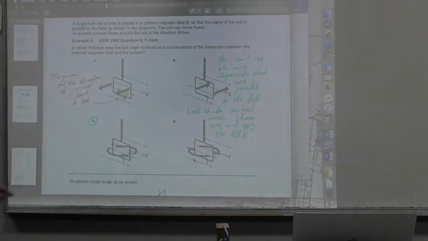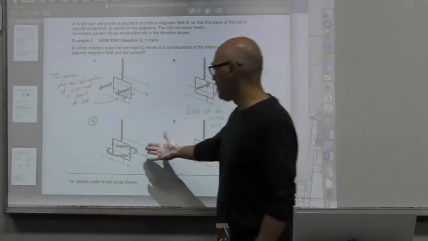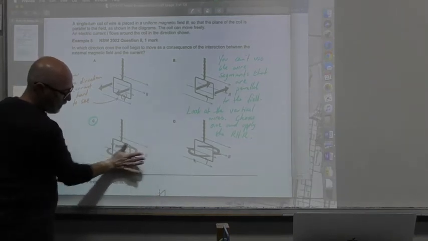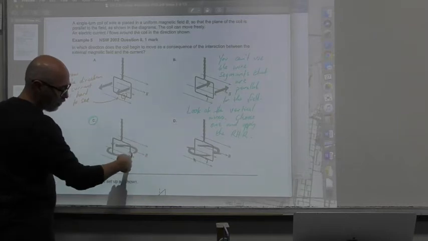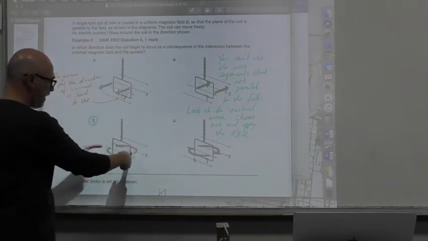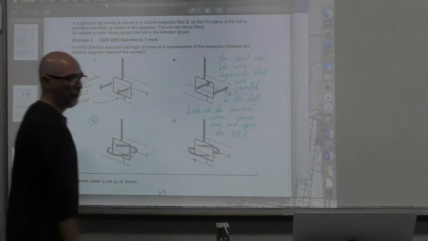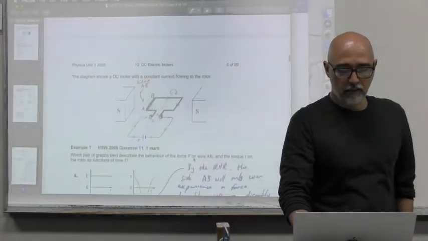If you use your right-hand rule appropriately, you get that spin, okay? And that's just you lining up the direction of the field, B, the magnetic field, with the direction of the current. There'll be a push on this arm, which means there'll be a push this way on that arm, so that it should spin that way. All right, easy question. Another easy one.